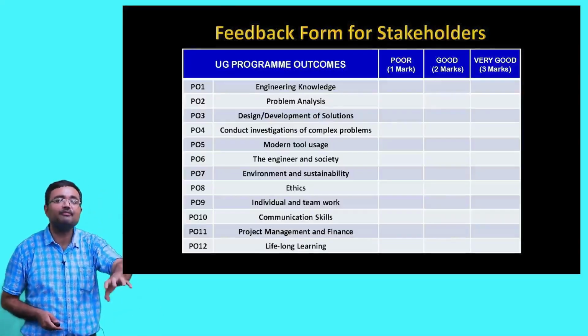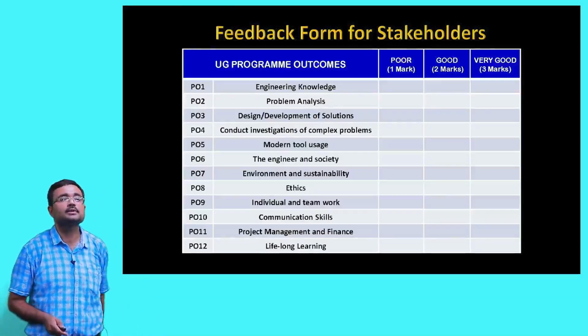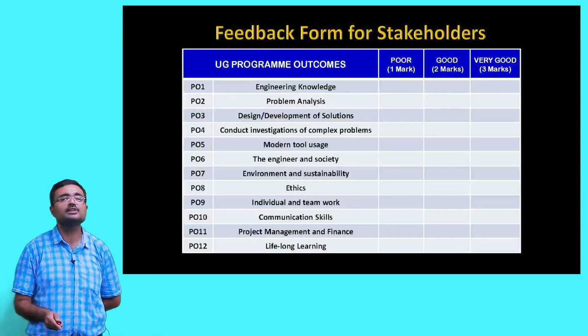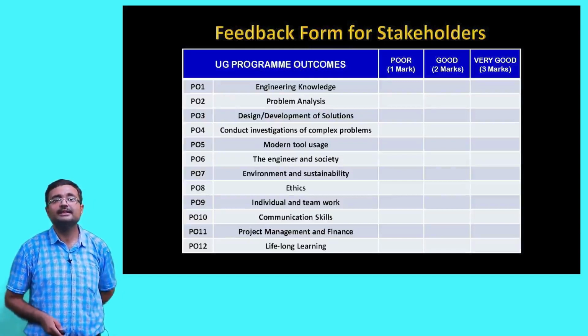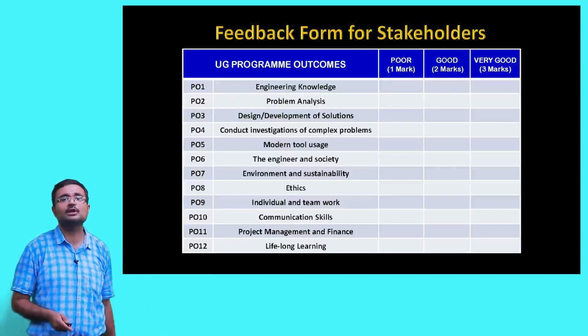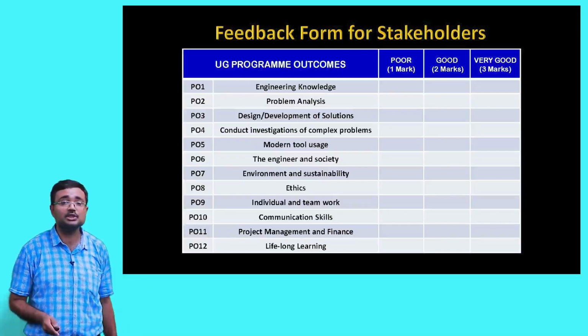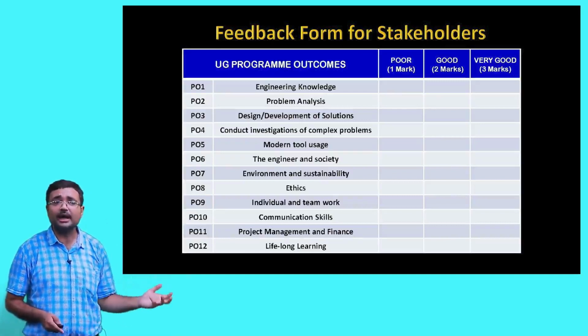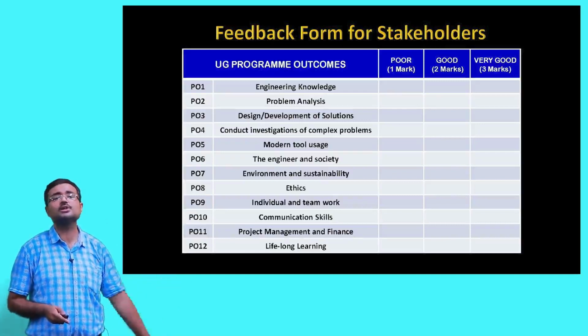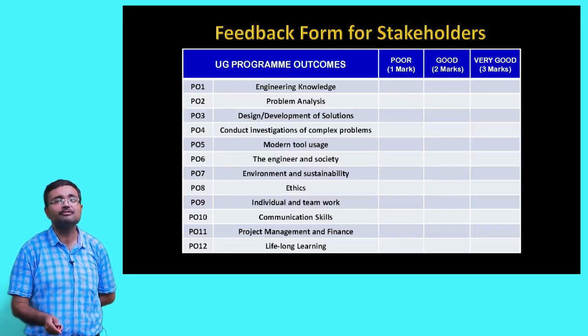This is a feedback form made for stakeholders, where all the POs are jotted down: engineering knowledge, problem analysis, design development of solution, conduct investigations of complex problems. These are the 12 POs, if you remember, 12 POs of engineering. This will be circulated to the stakeholders. Stakeholders can be teachers, students, the companies or industry people recruiting them, or the guardians. So, these are the stakeholders of the institute to whom this form will be circulated.